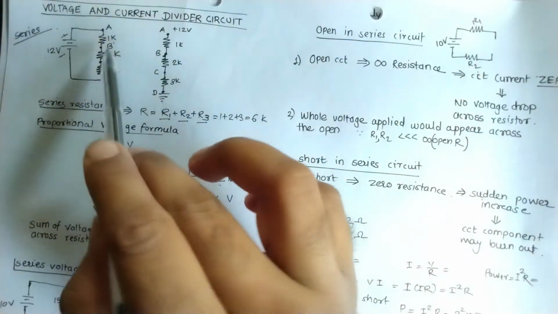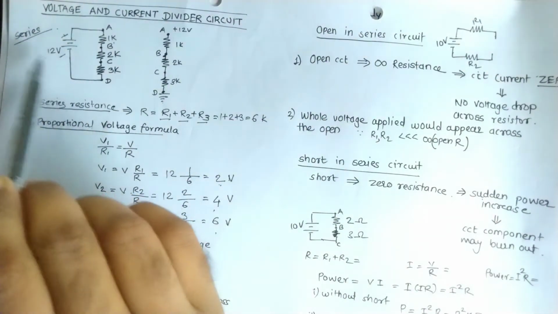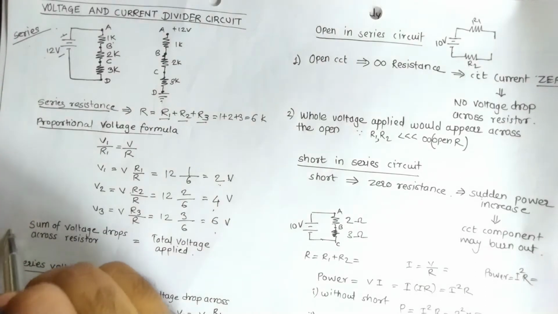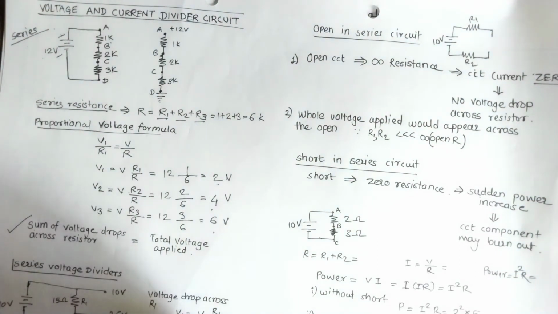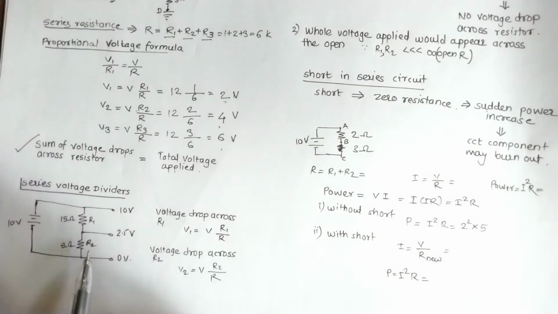So the sum of the voltages across the resistors is the same as the voltage applied, right? So this formula is valid, right? We will next move to the series voltage divider.